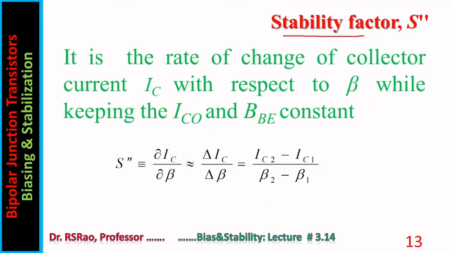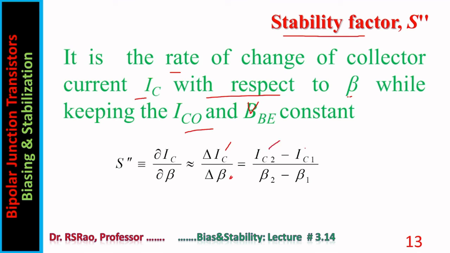Third one, stability factor S double prime. It is by definition the rate of change of collector current, again with respect to beta, while keeping IC naught and VBE constant. S double prime is dou IC by dou beta, delta IC by delta beta. Small change in IC by small change in beta. It is (IC2 minus IC1) by (beta 2 minus beta 1).